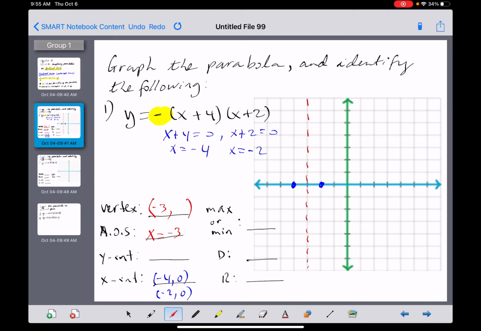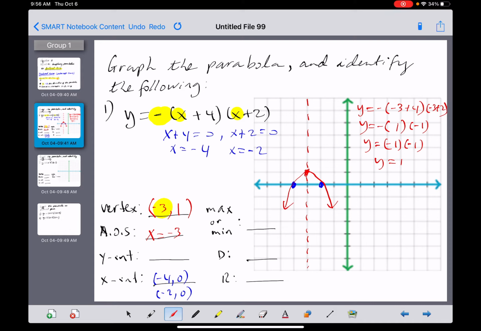To find the other half, all you have to do is take this negative 3 and plug it into x. So y equals (negative 3 plus 4) times (negative 3 plus 2). Negative 3 plus 4 is 1, times negative 1, which is negative 1. So our vertex is (negative 3, negative 1)... wait, 1 times negative 1 gives negative 1, but the speaker concludes the vertex is (negative 3, 1), which makes sense because the parabola faces down and the vertex sits above the x-intercepts. So that is our graph right here.